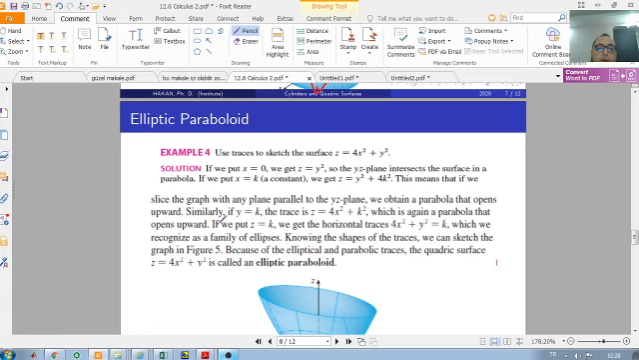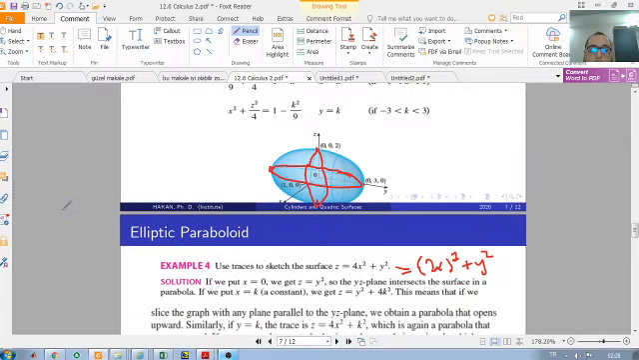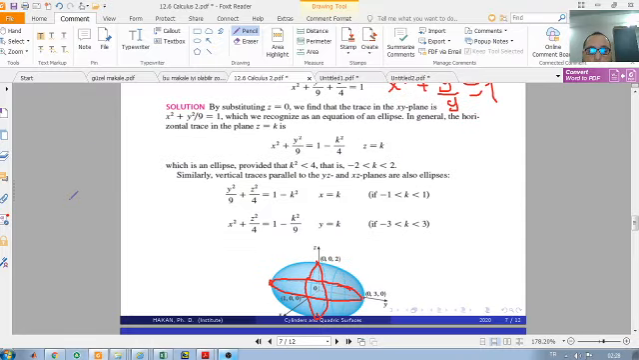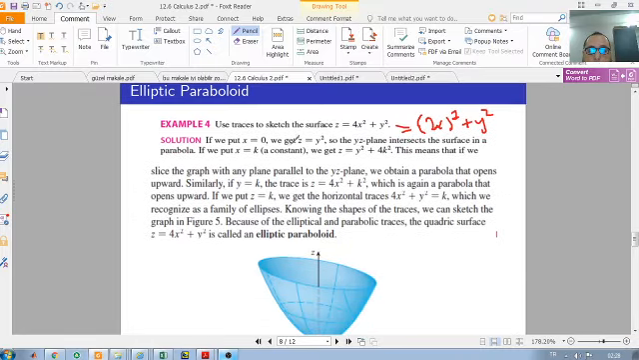Another example, use traces to sketch the surface z is equal to 4x squared plus y squared. Okay, this is actually 2x squared plus y squared, and we don't have the number 2 for the power of the variable z when we look at the table. So it is corresponding to the equation of the elliptic parabola. Therefore, the graph should be in this form. So z is equal to 2x squared plus y squared will be in this form.